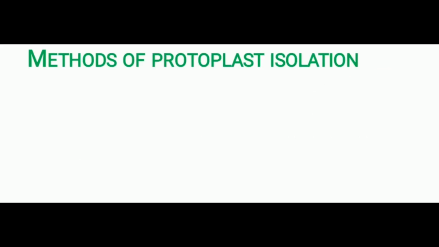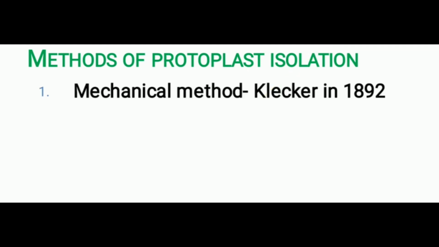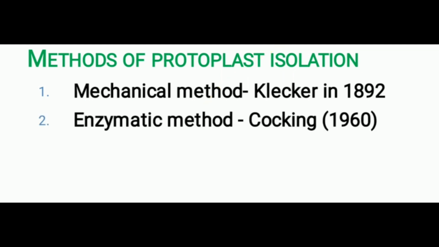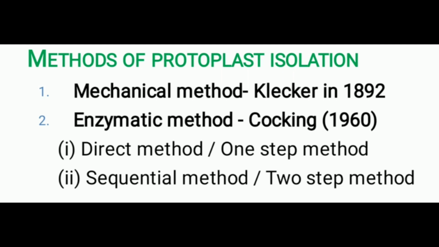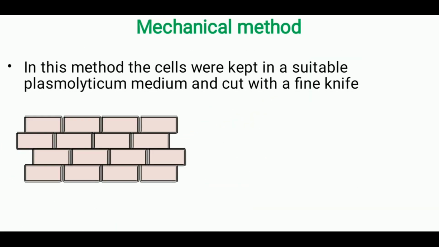In general, two methods are used for the isolation of protoplast. The first method is called the mechanical method, reported by Klucker in 1892, and the second method is called the enzymatic method, reported by the scientist Cocking in 1960. In the enzymatic method, two sub-methods are there. One is called the direct method or one-step method, and the second one is called the sequential method or two-step method. Now we will see about the mechanical method.